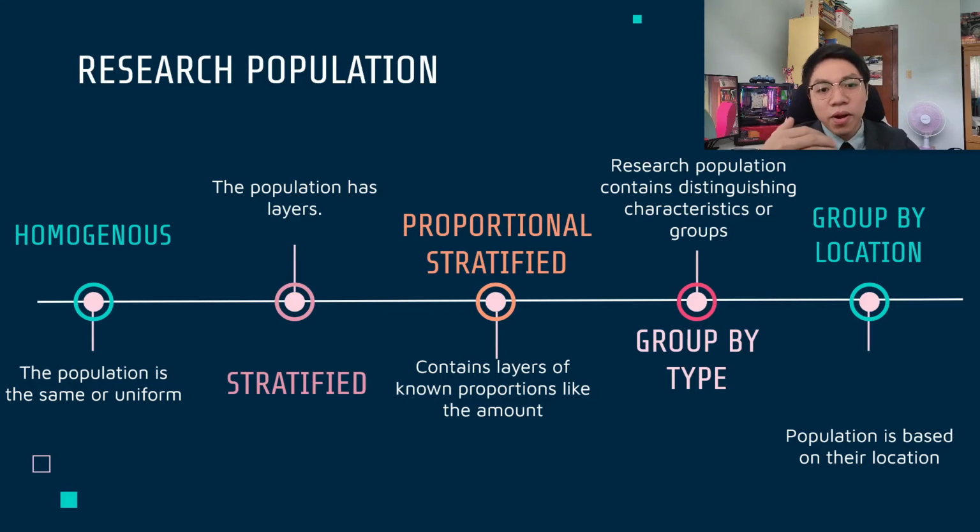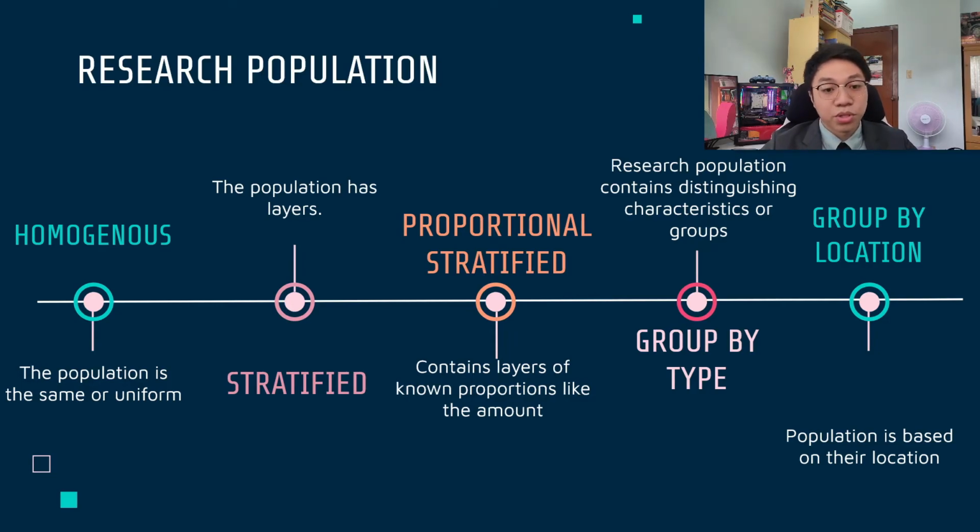So how does one go about defining their research population? The first one is homogeneous, where the population is the same. So, from an engineering example, your population is all steel shafts. The next way of defining your population is through stratified. So through this, your population has layers. So going back to our earlier example, your stainless steel shafts differ in quality. So there may be a high quality steel shaft and there's the normal quality steel shaft.